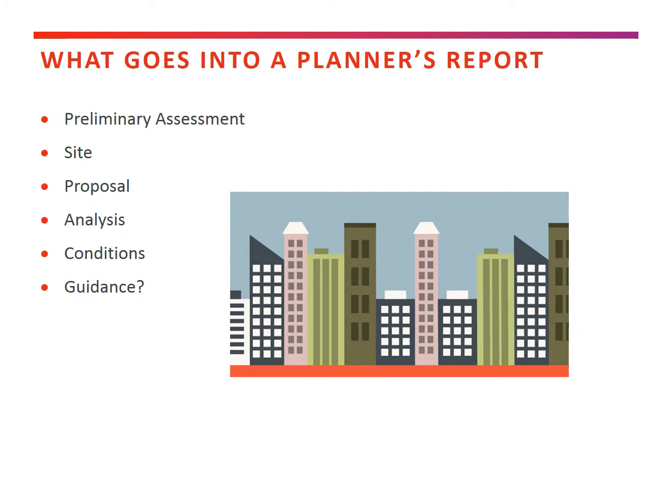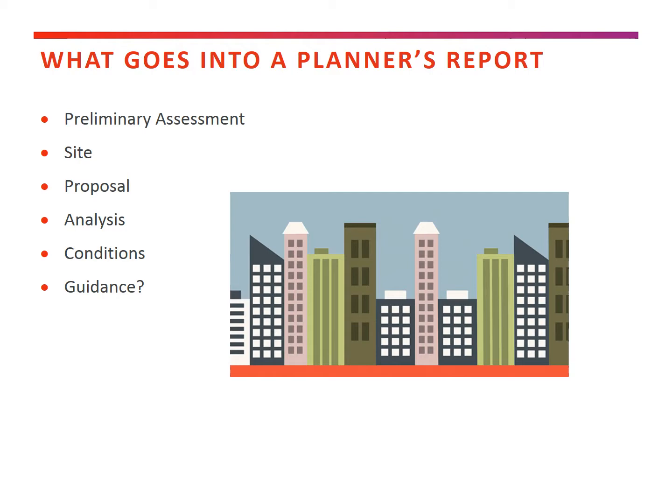Here are the elements of a planner's report. There'll be some sort of preliminary assessment, a site assessment. So it'll be made clear in the planner's report what the actual proposal is and how the two of those interact: what's being proposed, where is it being proposed, what's the zone, what's the overlay. Then an analysis, particularly of any of the discretionary issues, done in a very methodical and thorough way, and then some conclusions about whether the permit application should be rejected or accepted. If it should be accepted, then under what conditions.